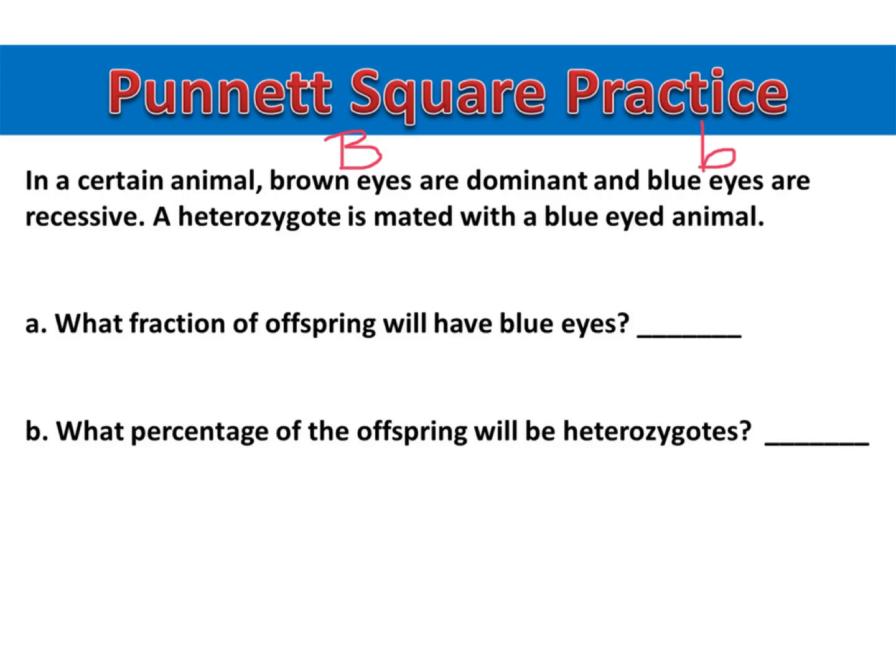So looking at our genotypes, we have a heterozygote that's been mated with a blue-eyed animal. So the heterozygote, that would be big B, little b, mated with a blue-eyed animal. So that blue-eyed animal has the recessive trait. In order to actually express the recessive trait, you have to be homozygous recessive. So that would make that animal little b, little b. And now we're ready to make our Punnett square.